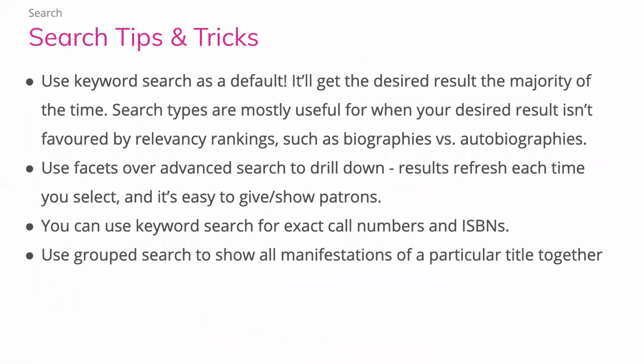So a few search tips and tricks. You want to use keyword search as a default. It'll get the desired result the majority of the time. And search types are mostly useful for when your desired result isn't favored by relevancy rankings, such as biographies versus autobiographies.